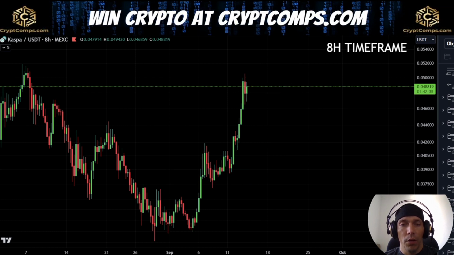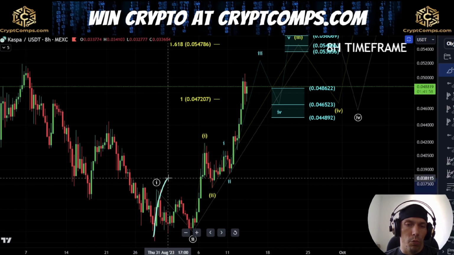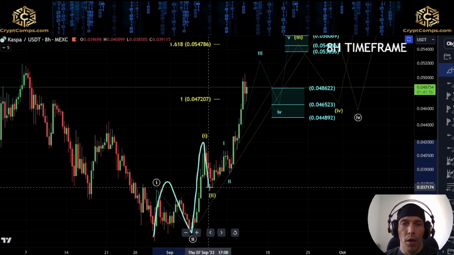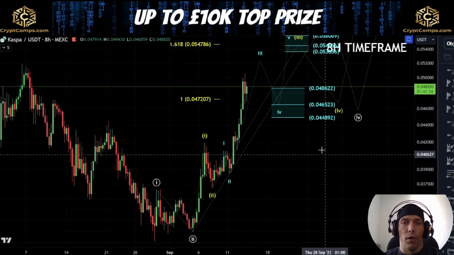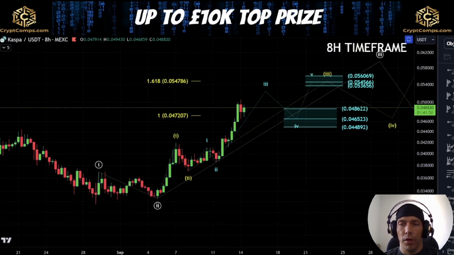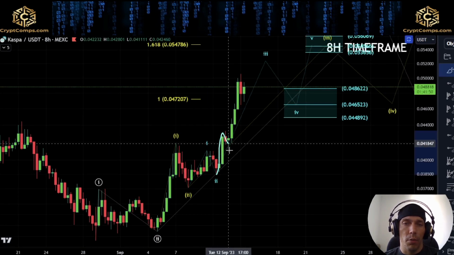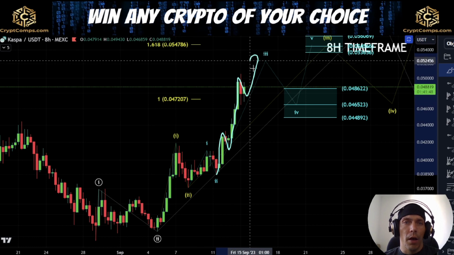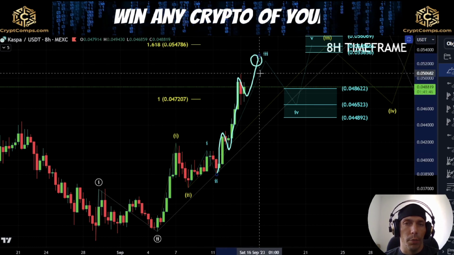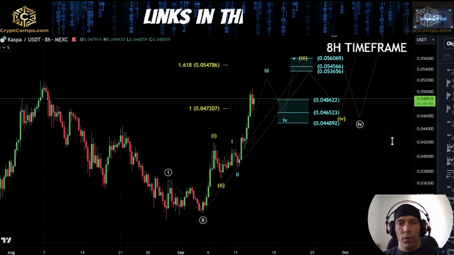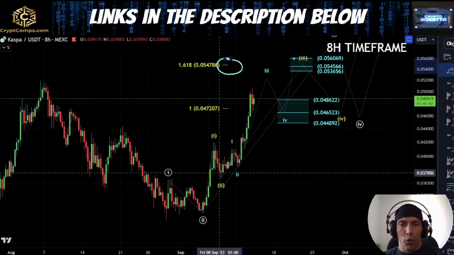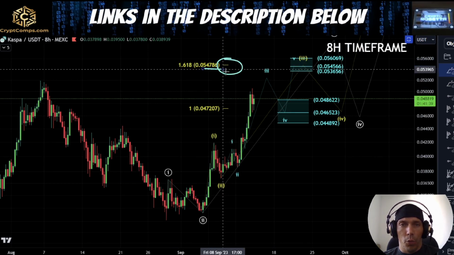Now it is also possible that we could argue that we have this as 1, 2, this is 1, 2, and then we're looking to extend out here. Now within this idea, what we'd be saying is that internally here we have 1, 2, 3, 4, and we're still looking for a fifth wave to the upside. Now, the ideal location I'd like to see this blue count get to is this 54786.